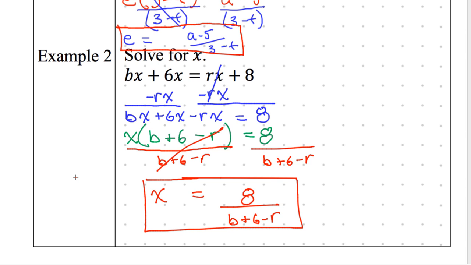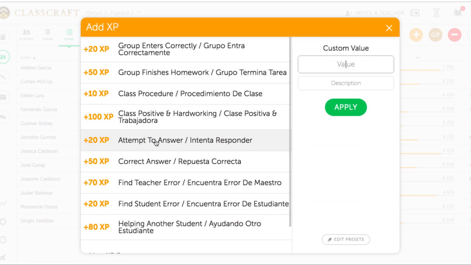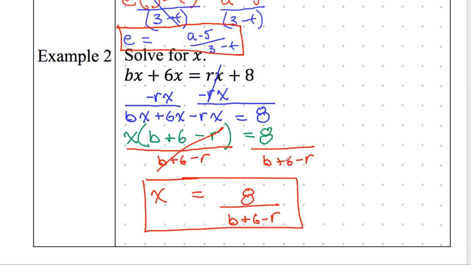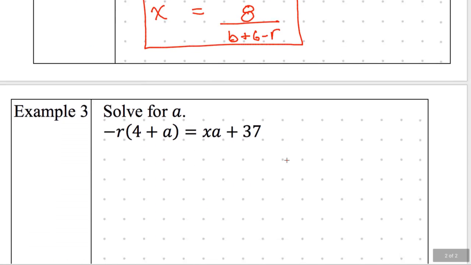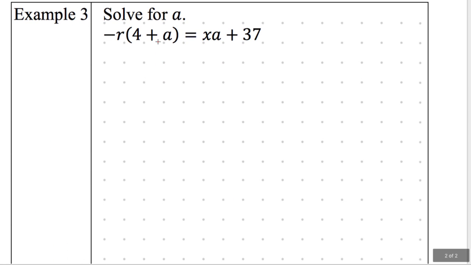Make sure you really understand how to do example 2, because example 3 is going to be another level of difficulty higher. All right, Andres, there's your 50 XP. Any questions on example 2? Anyone want me to slow down and not move on yet? No one's raising their hand. Okay, we're on to our final example. Example 3, solve for A.